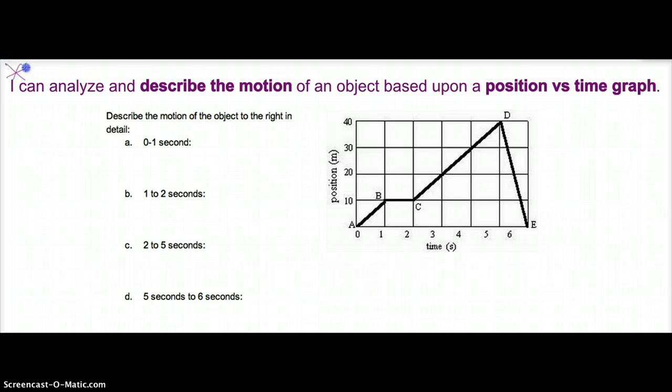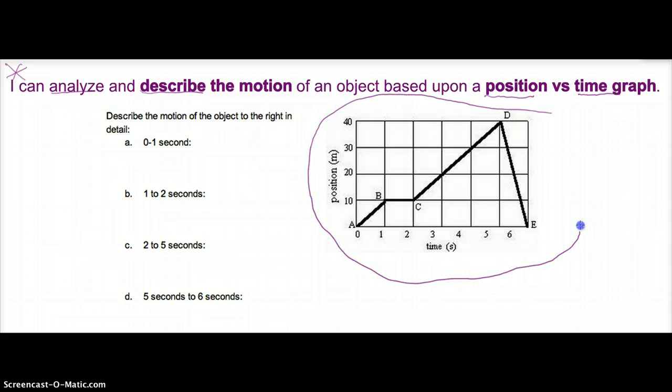Okay, this section says I can analyze and describe the motion of an object based on a position versus time graph. Now at this point, you've seen lots of position versus time graphs, especially via multiple choice questions. This time, you're going to have to actually analyze and describe using words on this section of the test a position versus time graph such as this one. Let's look at an example of what you might see.